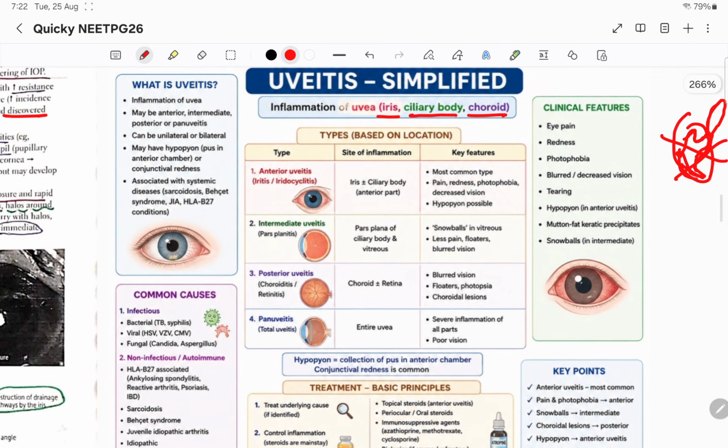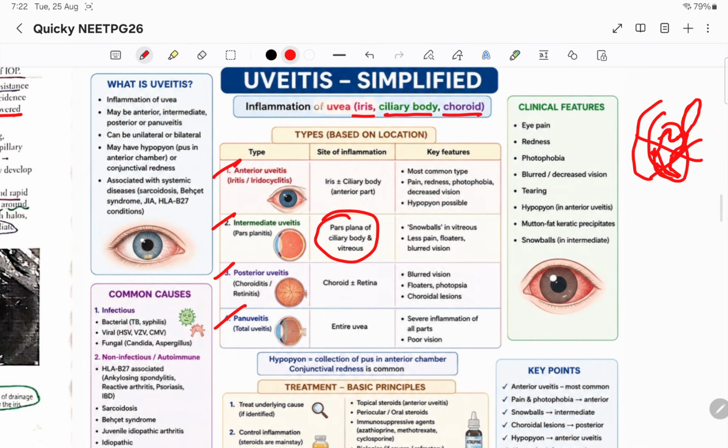Okay, there are four types of uveitis: anterior uveitis, intermediate uveitis, posterior uveitis, and panuveitis. In anterior uveitis, the iris and ciliary body will be affected, whereas in intermediate, the pars plana of the ciliary body and the vitreous will be affected. Whereas in posterior uveitis, it is the anterior chamber that we were discussing with respect to anterior uveitis, whereas if the posterior chamber is getting affected, then it is going to be posterior uveitis.